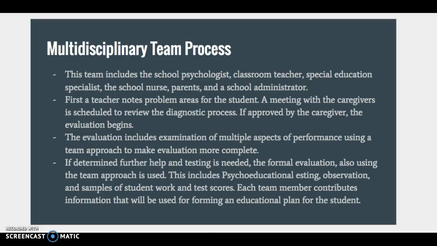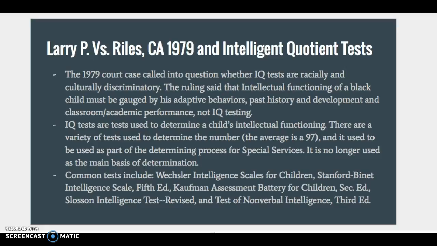And this includes examination of multiple aspects of performance using a team approach, which makes the evaluation more complete. And if it is determined that further help and testing is needed, the formal evaluation, also using the team approach, will be started. This includes psychoeducational testing, observation, and samples of student work and test scores. And each team member contributes information to this report that will help form the educational plan for that student.